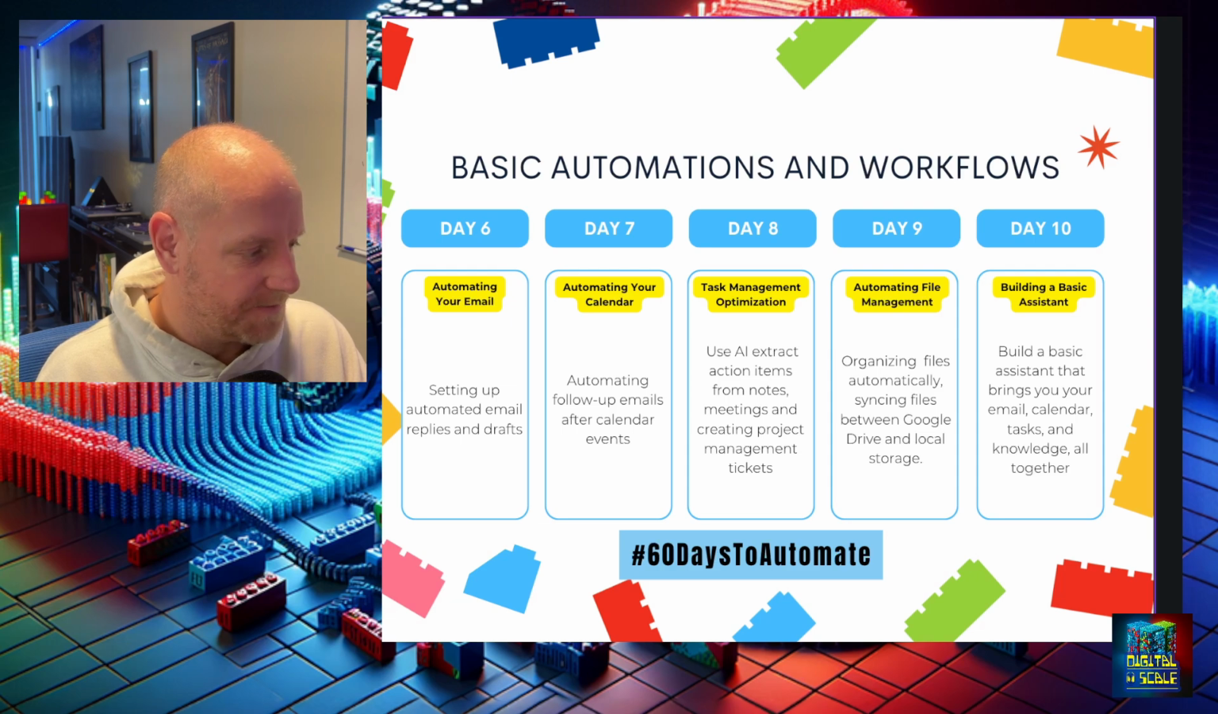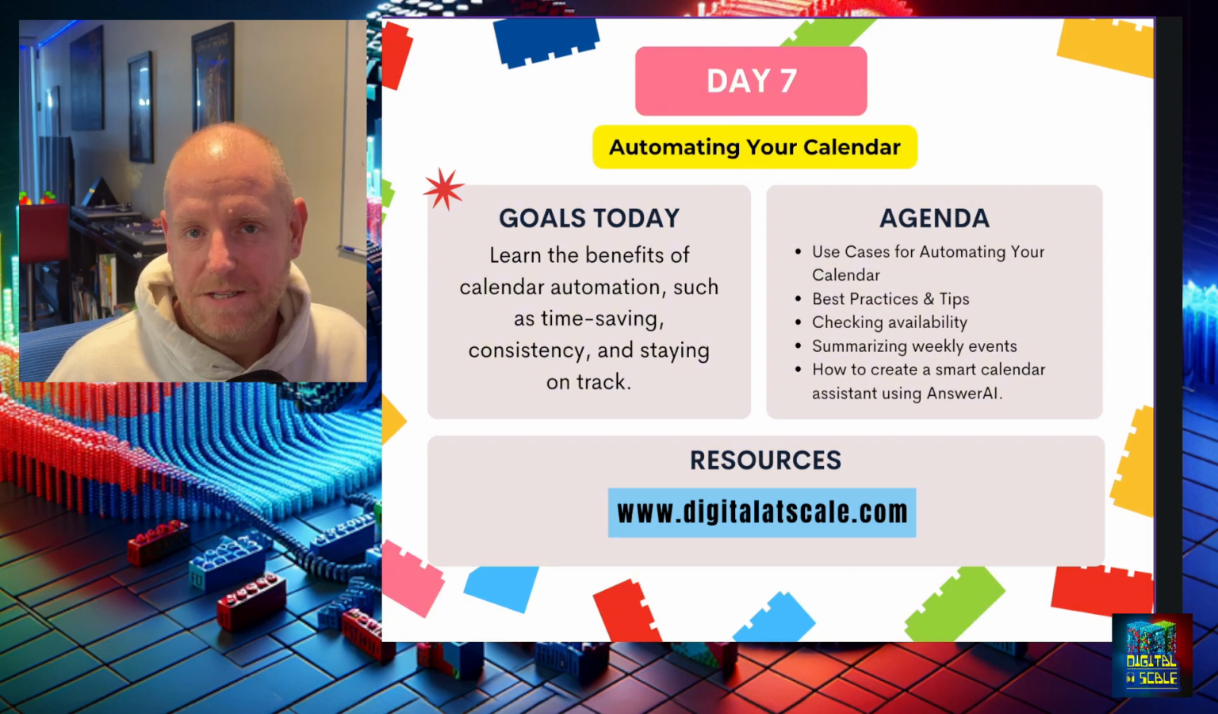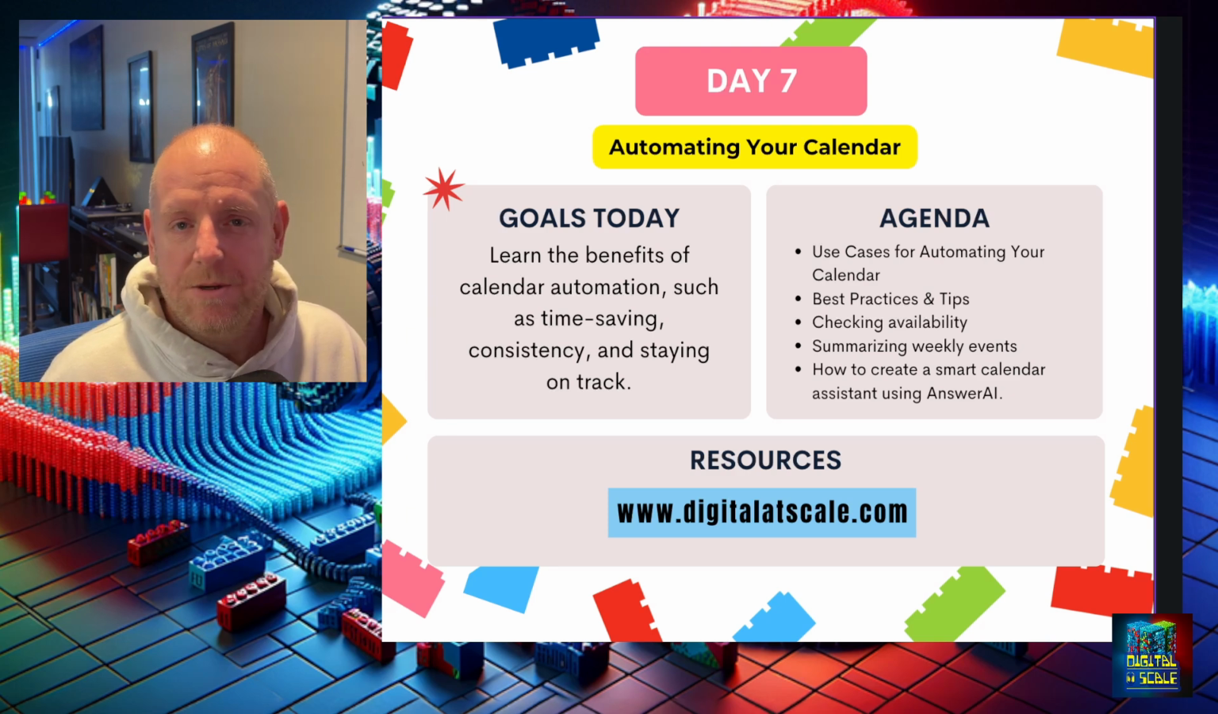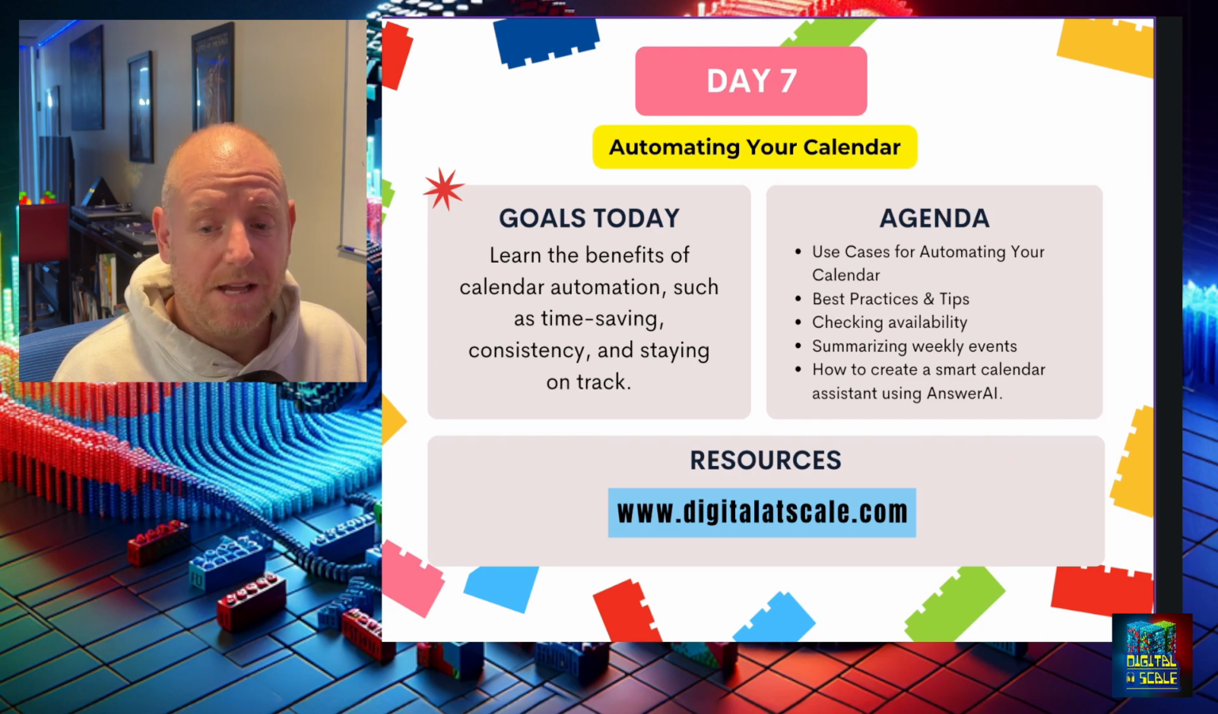All right. So today, what are we going to be going over? We're going to be going over automating your calendar. We're going to learn some of the benefits of what you want to automate with your calendar, how this can really help free up some of your time and help you plan your week a little bit better. So our agenda: we're going to go over how you can check for availability, how to summarize your different weekly events, and how to create, eventually, a smart calendar assistant.